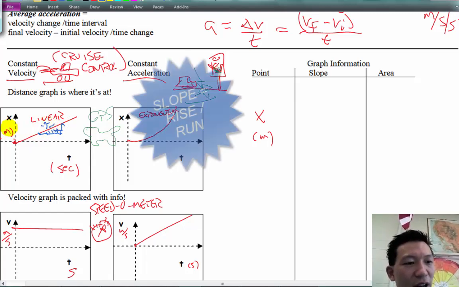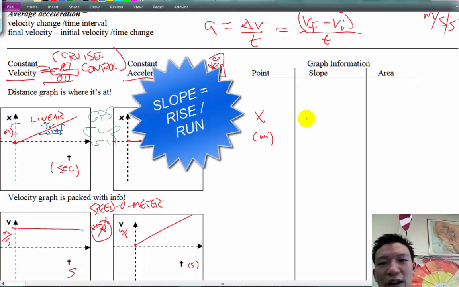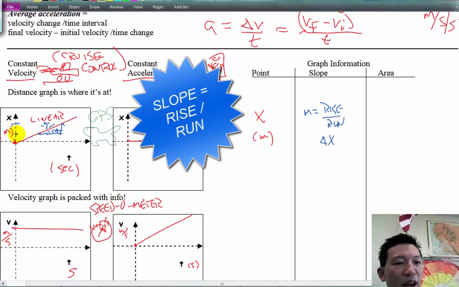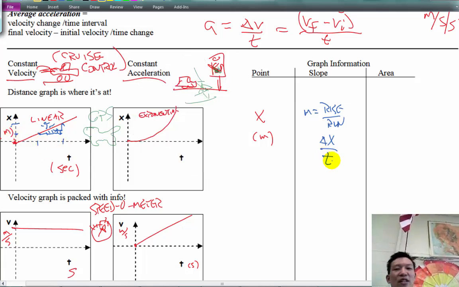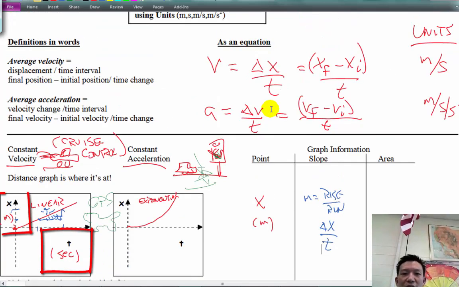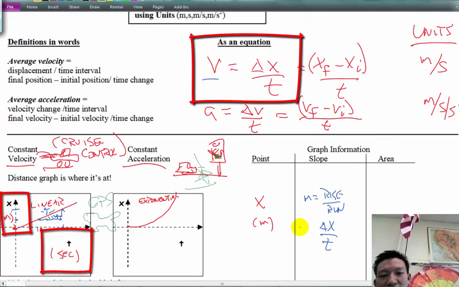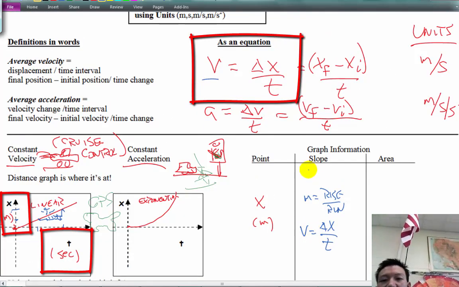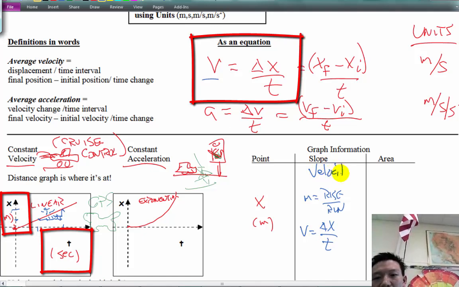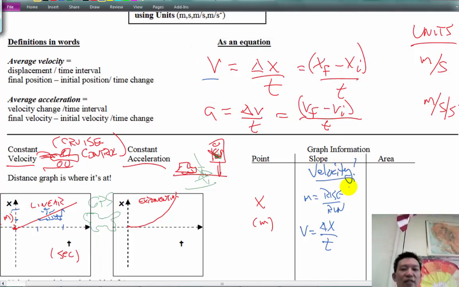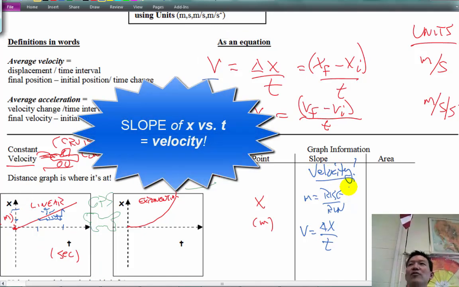It's basic math. It's just rise over run. It's how steep this line is, right? Notice if we want to find the slope, it's my rise over run, right? The rise is my change in x on the graph here. The run is this time over here. Wait a second. Delta x over time. Is that deja vu? Hey, that's deja vu. That's what? Velocity. So the slope of a position time graph tells you velocity.